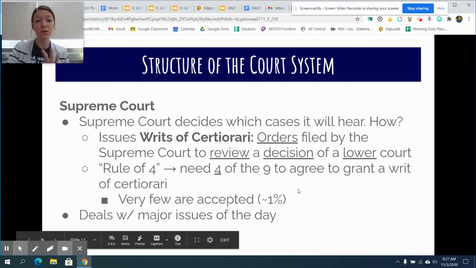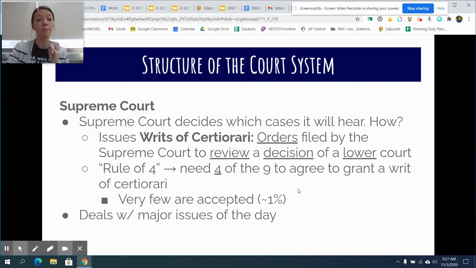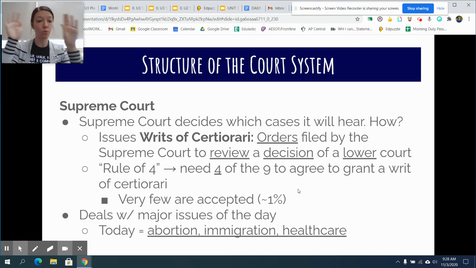They really only deal with cases that are major issues of the day. So for today, right, in our political climate, abortion, immigration, healthcare. And I would also argue right now in an election year, they're dealing with election protocol as well in terms of ballots and voting. So they're hearing those cases today.